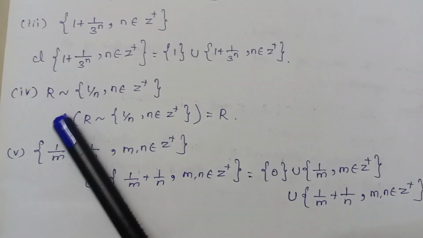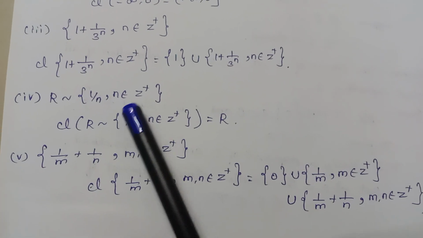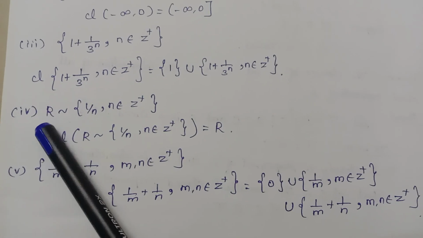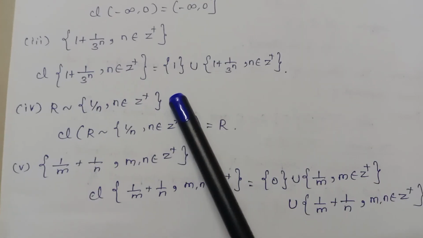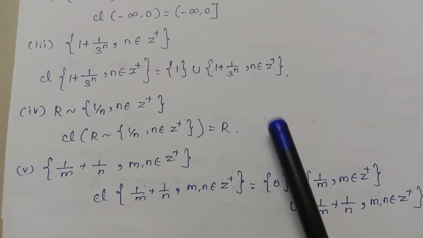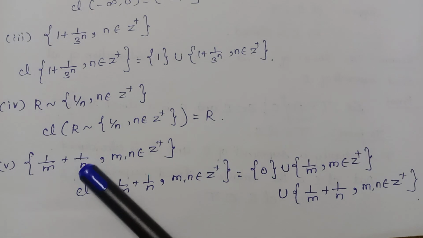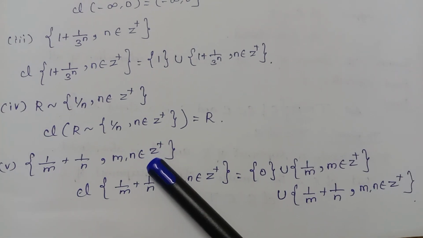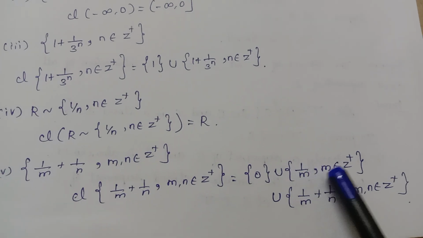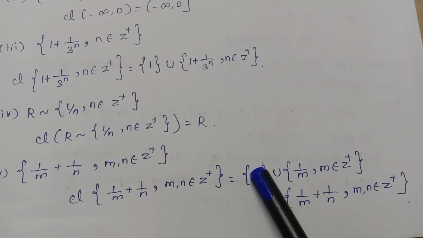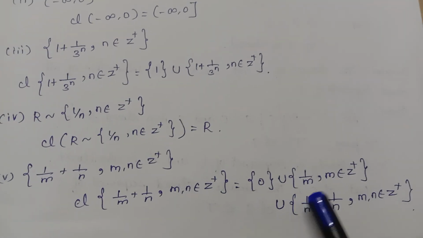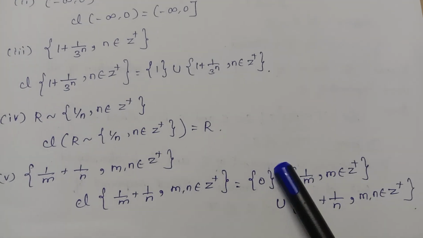And similarly for the next problem, R minus 1 by n, where n belongs to Z plus. Its closure is equal to R, because for this problem also I found out the limit points. Limit points is equal to R. Okay, so the closure is also equal to R. Next, 1 by m plus 1 by n, where m, n belong to Z plus. For this set, the limit points are 0 and 1 by m, m belonging to Z plus. This is S dash for this set. And for closure, you have to take S union S dash, no? So this is S union S dash.